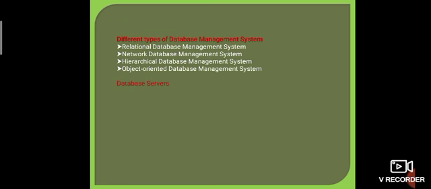Different types of database management system. We have different types of database management system like relational database management system, network database management system, hierarchical database management system, object oriented database management system.